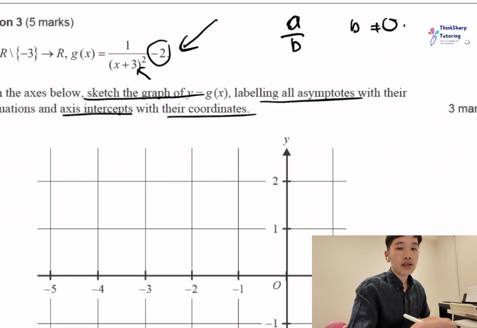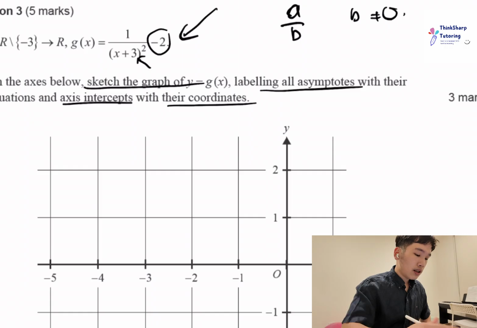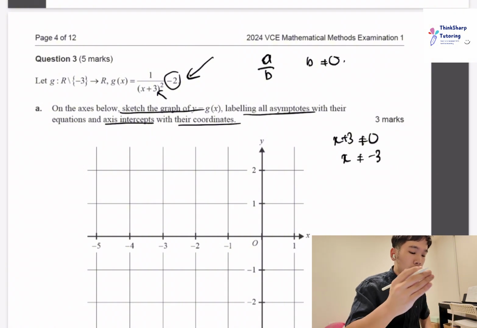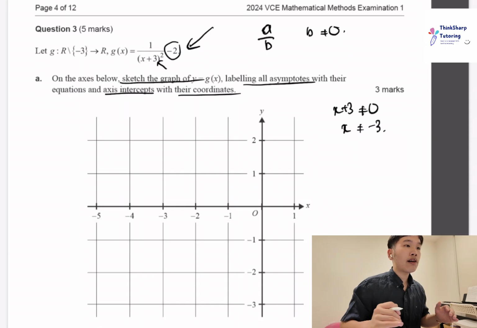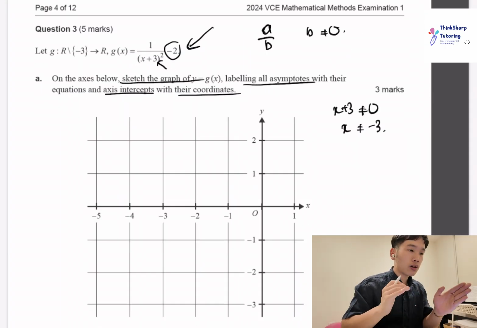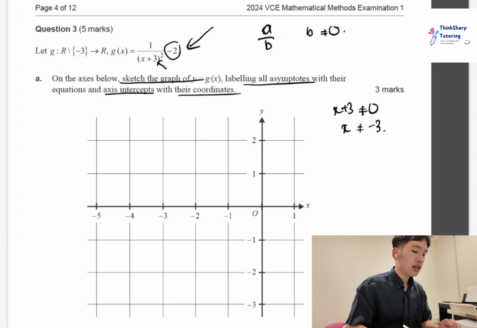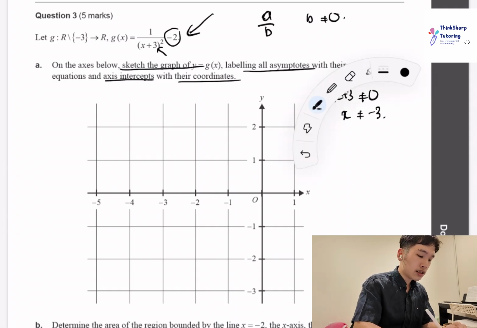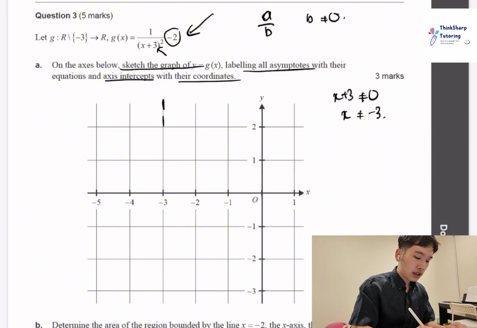So x plus 3 can't be 0, right? If x plus 3 can't be 0, that means x can't be negative 3. So if x can't be negative 3, there is an asymptote. The asymptote is the line where the graph will approach the line. We go really close to the line, but never cross that line. So our asymptote here is obviously going to be x equals negative 3. When we draw it, it has to be a dashed line. So it'll be something like that. So we write x equals negative 3.